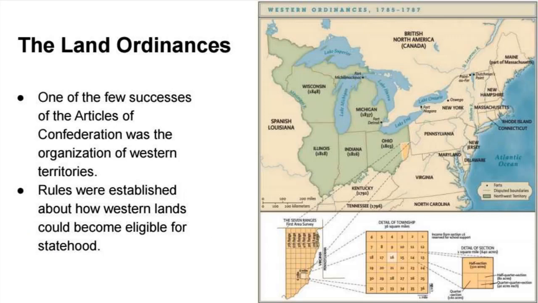One of the few successes of the Articles of Confederation are the Western Land Ordinances, particularly the Northwest Ordinance, which is most well known. How would states eventually enter the Union? What population thresholds would they need to reach? How would their states be divided up into counties, etc.? So, organization of land.